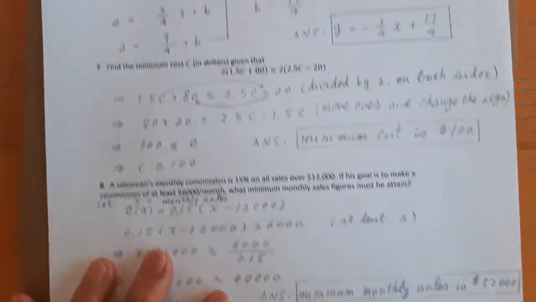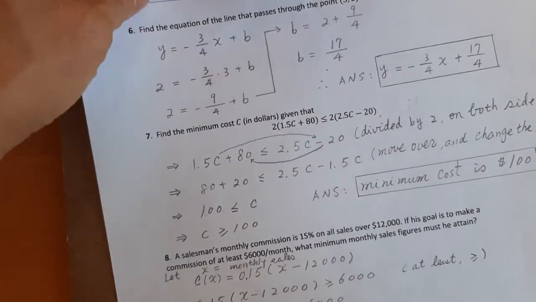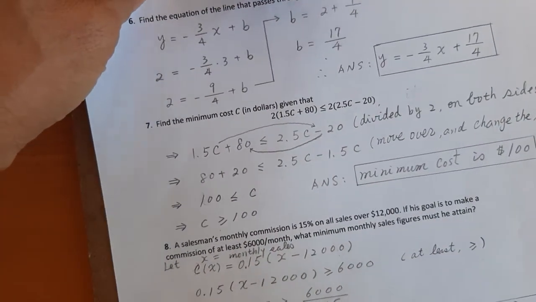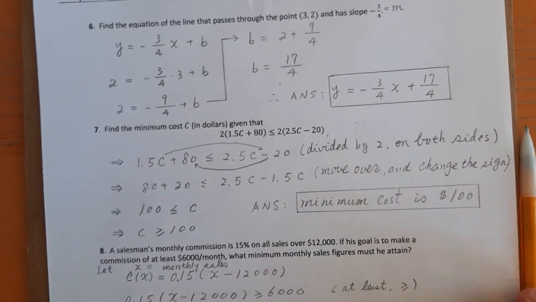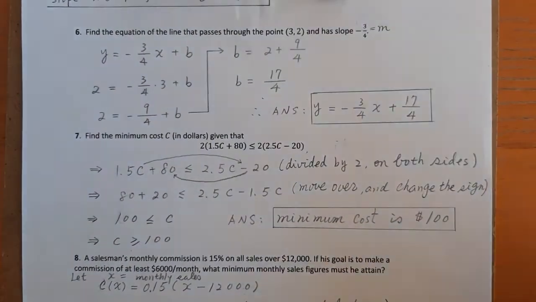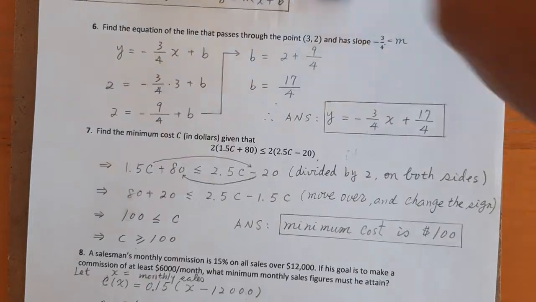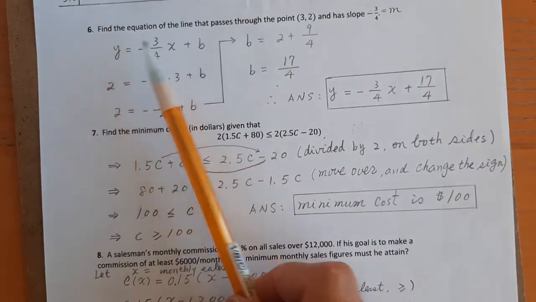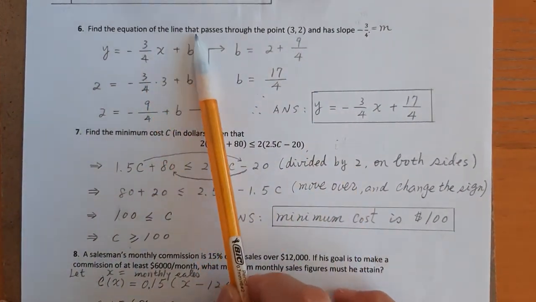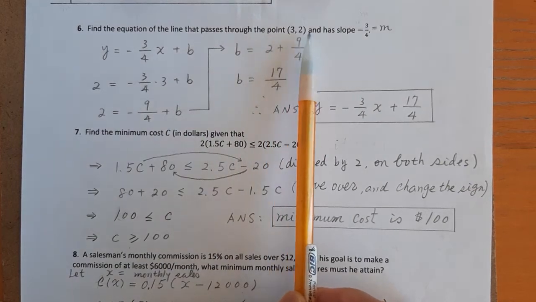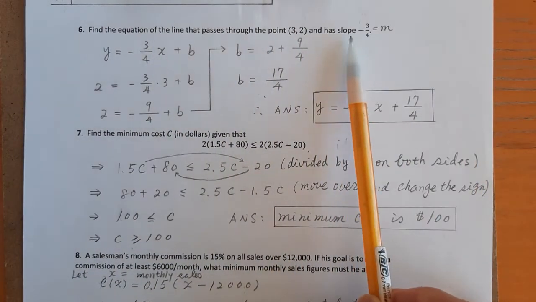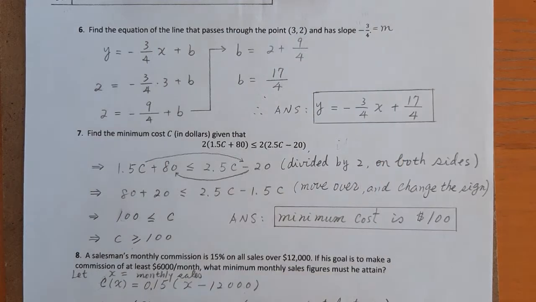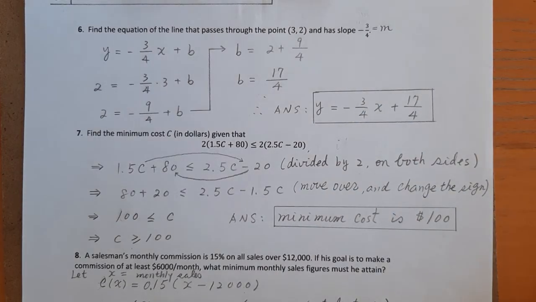Next question, question 6. Question 6 asks you to find the equation of the line that passes through the point 3, 2 and has slope negative 3/4. So you are going to find an equation.